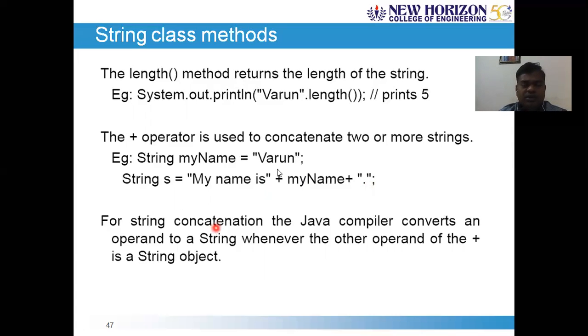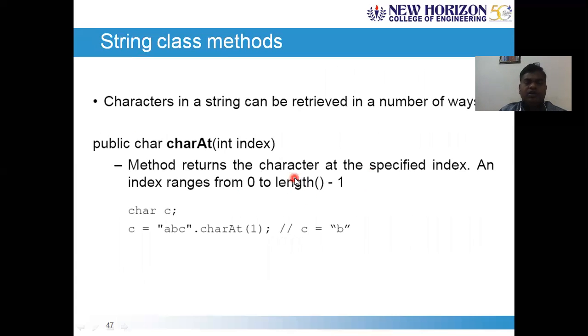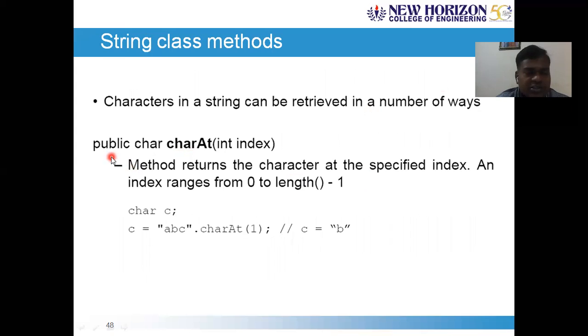And whenever the plus comes, this variable gets converted to a string, and the strings will be concatenated. Next, characters in a string can be retrieved in a number of ways. One is charAt. Now look at this example. Syntax: public char charAt(int index).